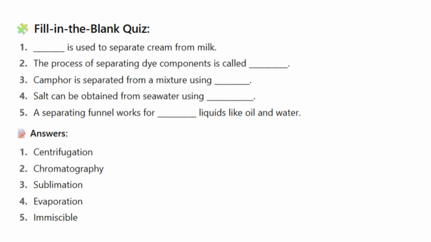Fill in the blank quiz. ___ is used to separate cream from milk. The process of separating dye components is called ___. Camphor is separated from a mixture using ___. Salt can be obtained from seawater using ___. A separating funnel works for ___ liquids like oil and water. Answers: centrifugation, chromatography, sublimation, evaporation, immiscible.